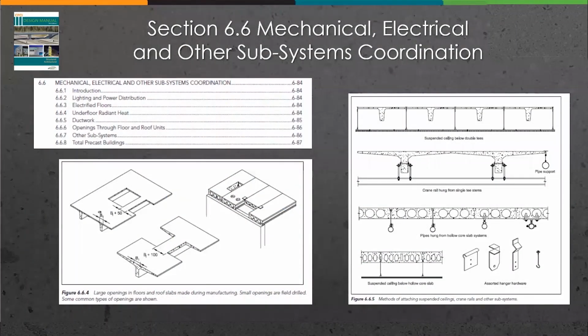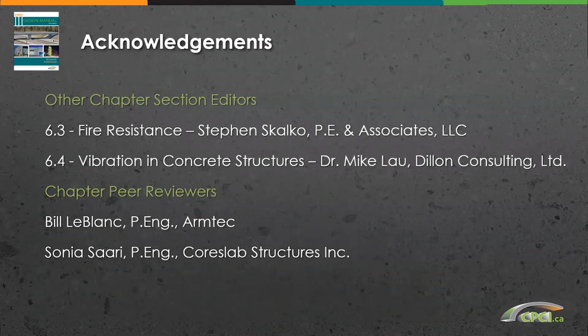Section 6.6 of this chapter deals with mechanical, electrical, and other subsystem coordination. Precast integration with lighting, mechanical, plumbing, and other services is very important. This section shows some methods that can economically satisfy mechanical and electrical requirements and describes standard methods of providing for the installation of other subsystems. This section is largely unchanged in the 5th edition, except for editorial corrections. So this completes the highlights of the changes and additions to Chapter 6.